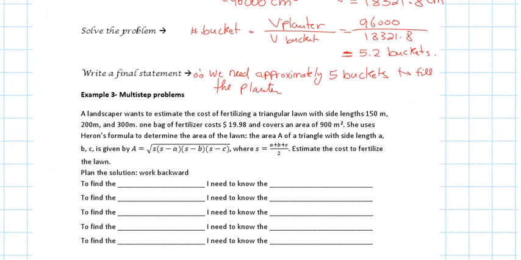So what do we have here? So we have a triangle. What do we know about the triangle? We know the 3 sides.